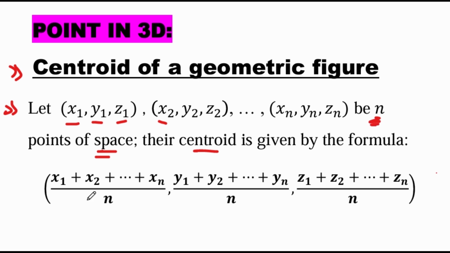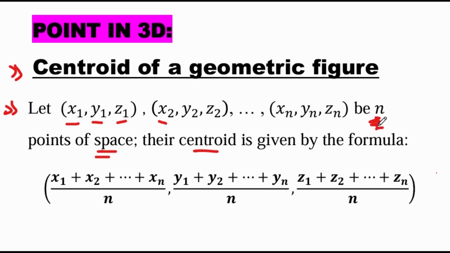n. If n equals 3, this is a triangle because a triangle has 3 vertices. And the formula will be x1 plus x2 plus x3 over 3, y1 plus y2 plus y3 over 3, and z1 plus z2 plus z3 over 3.